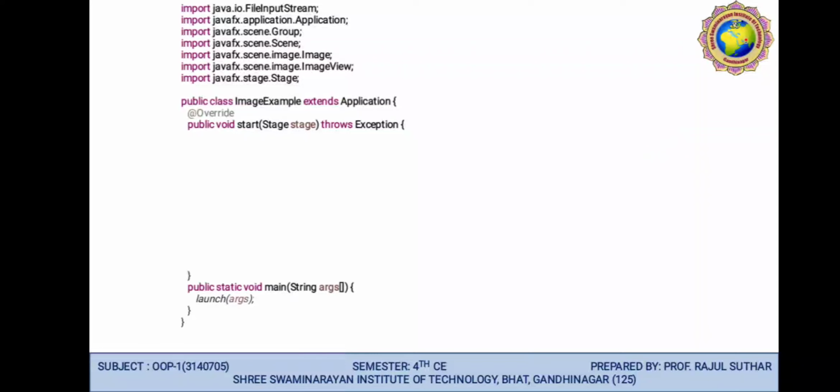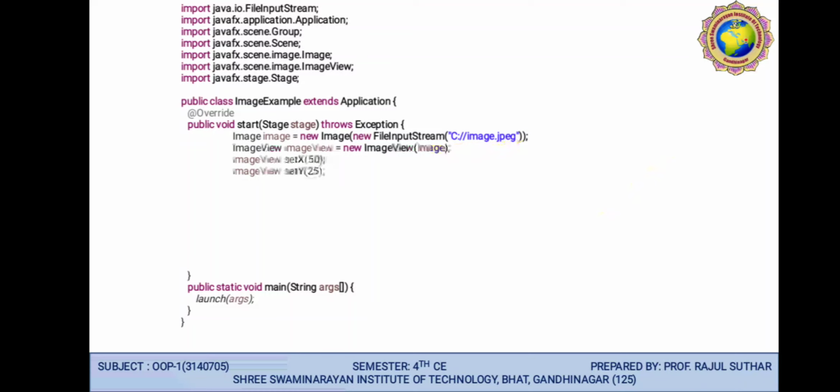Here the name of the class is ImageExample. It extends Application. Override public void start(Stage) throws Exception. Public static void main(String[] args), as we launch particular arguments, because we have to launch the particular object. Here Image is nothing but one object. Image is equal to new Image, and we are giving the path of the particular image where the image is stored. ImageView is also required to view the image.